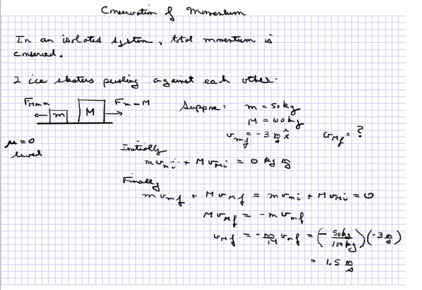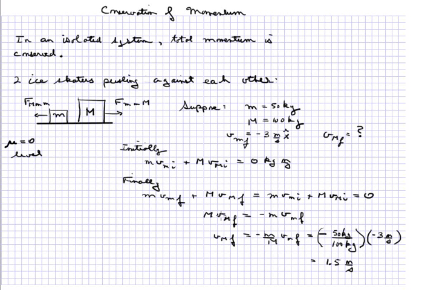In fact, V little m initial and V big M initial are both 0 if they stand stationary with respect to each other and start to push. So initially the momentum is 0. That means that finally the momentum has to be 0 by conservation of momentum. And we can therefore set the final momentum equal to 0.